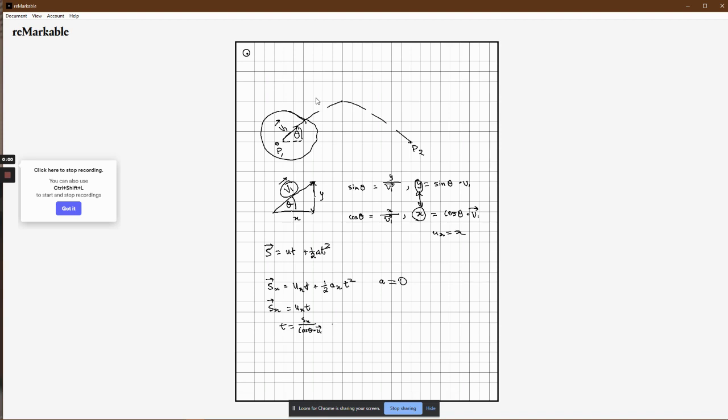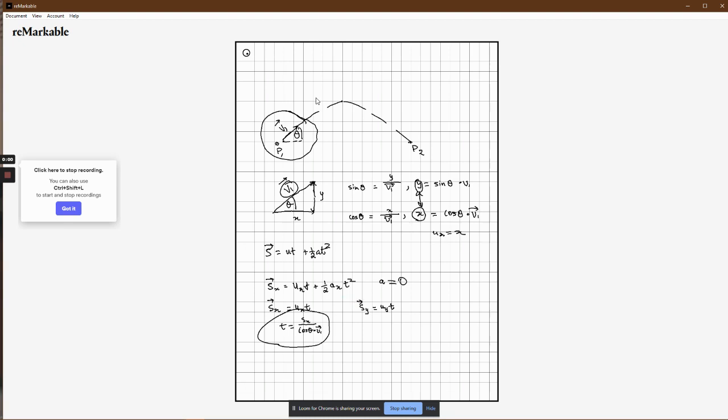Yep, therefore t has to equal to this whole thing right here, right? So I don't know why I wrote this again. Now, time is constant within the x direction and the y direction, so we can continue writing the displacement in the y direction.